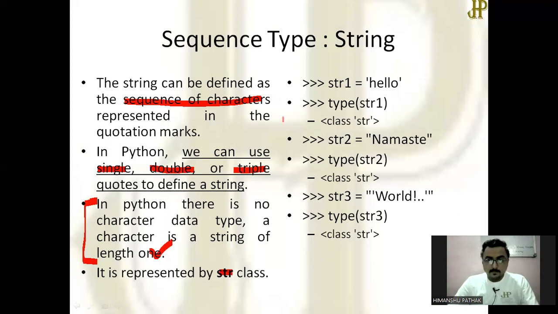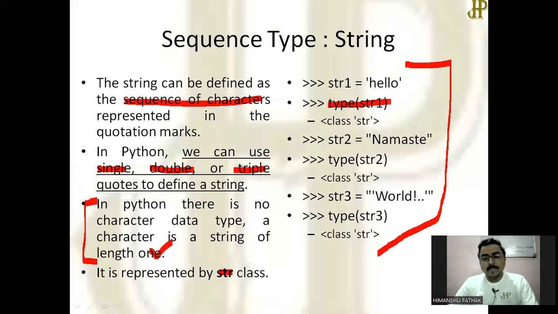In the example here, str is equal to hello. If I want to know the type of that variable, then you have to use the type function. Here you can see that it is of class str. So in the first example, I have used a single quotation. In the second example, I used double quotation. And in the third example, I have used triple quotation.